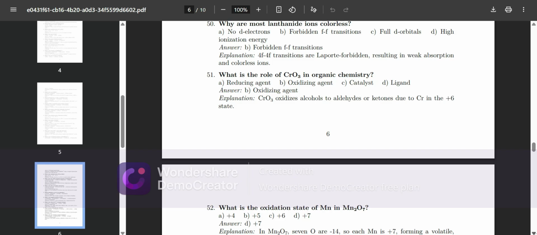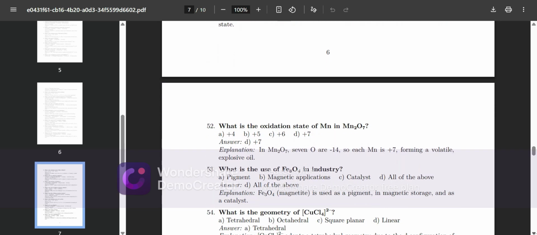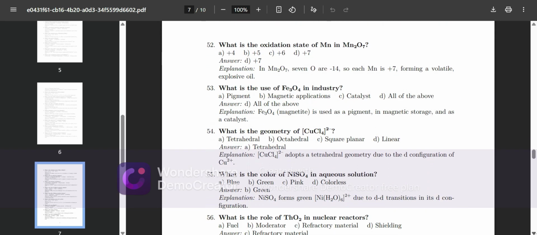What is the role of CrO3 in organic chemistry? Oxidizing agent. CrO3 oxidizes alcohols to aldehydes or ketones due to Cr in the +6 state. What is the oxidation state of Mn in Mn2O7? Plus 7. In Mn2O7, O7 is minus 14, so Mn is plus 7, forming a volatile explosive oil.